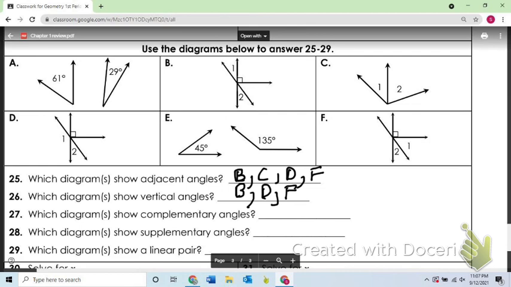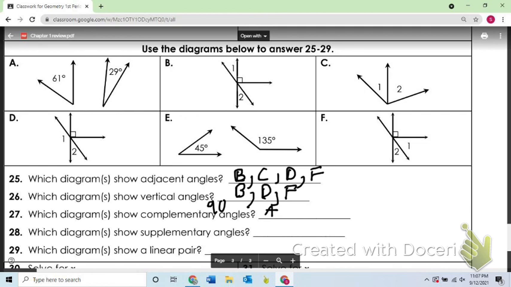Which diagrams show complementary angles? Remember, complementary angles add up to 90 degrees. Well, A does, because 61 plus 29 is 90. Now, for 2 angles to be complementary, they don't need to be next to each other. It is simply that their measurements add up to 90 degrees. So A works.